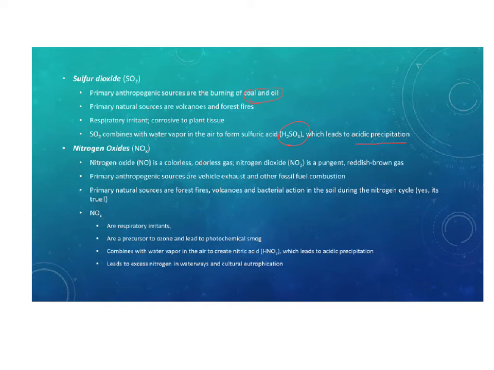Nitrogen dioxide, NO2, is a pungent reddish-brown gas. If you're not familiar with the word pungent, it means it has a very strong smell. Primary anthropogenic sources of nitrogen oxides are vehicle exhaust and other fossil fuel combustion. So places that have a lot of cars or trucks on the road are going to have high levels of nitrogen oxide pollution.